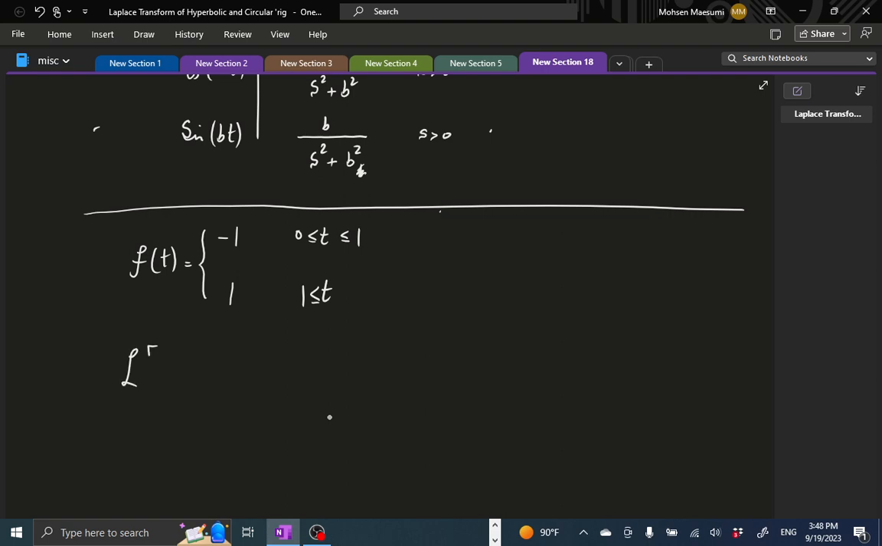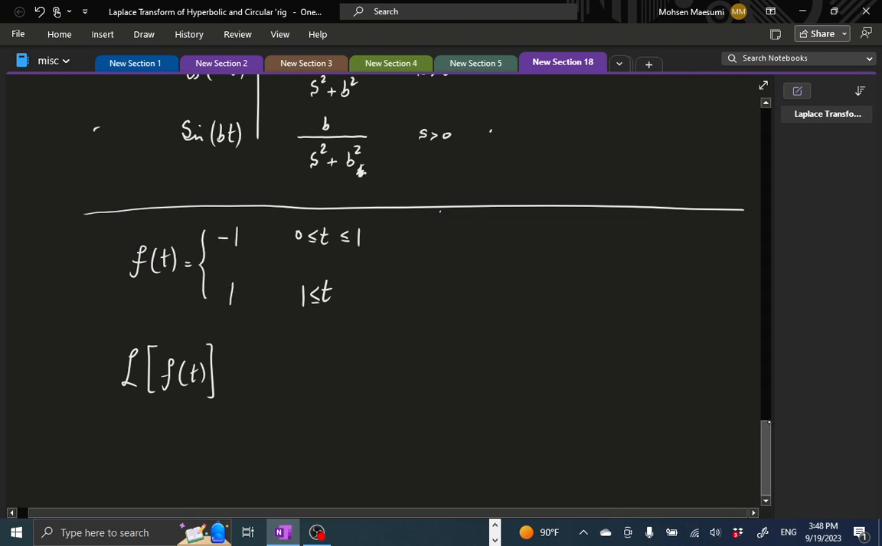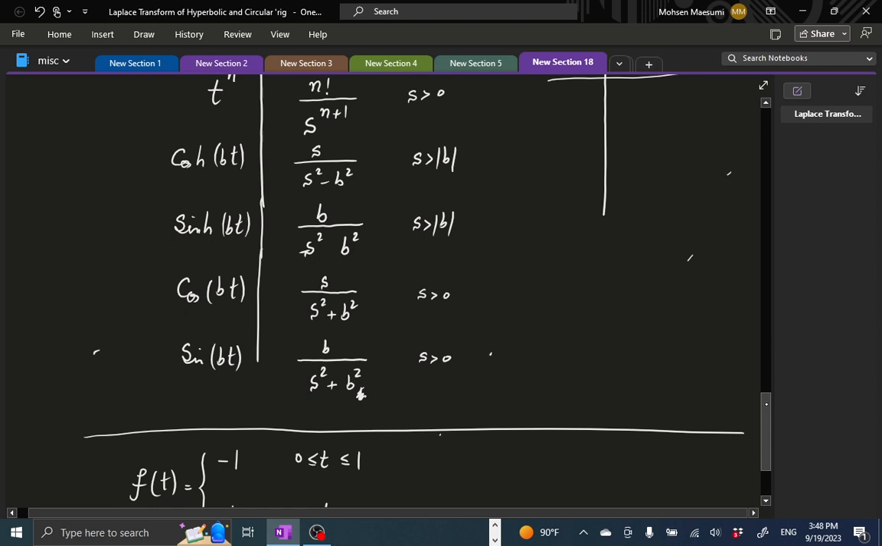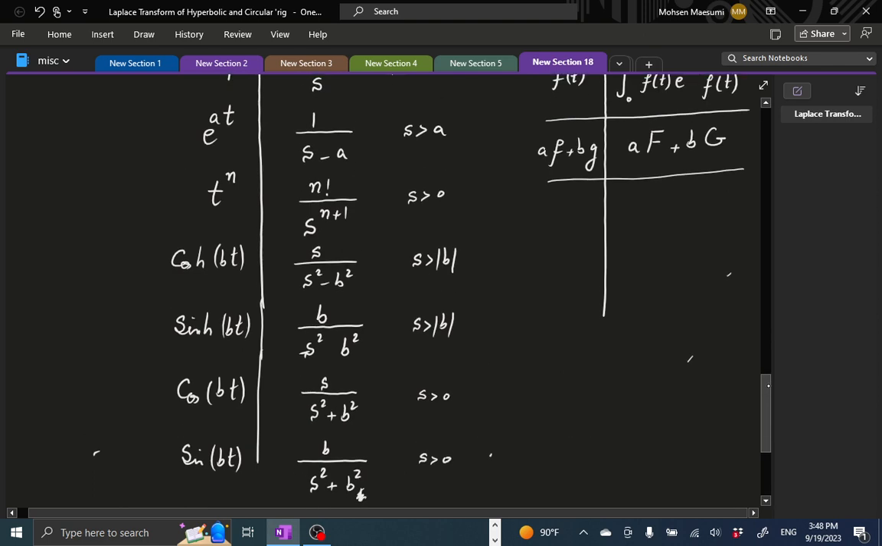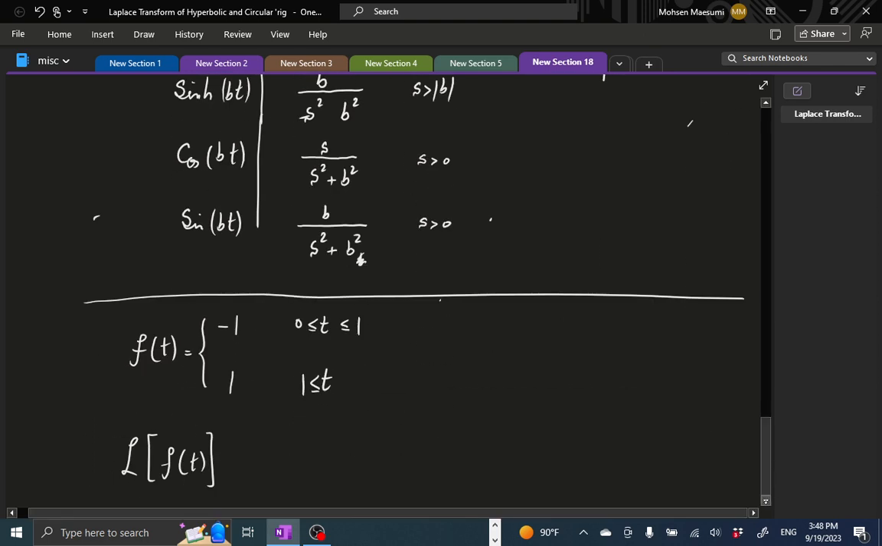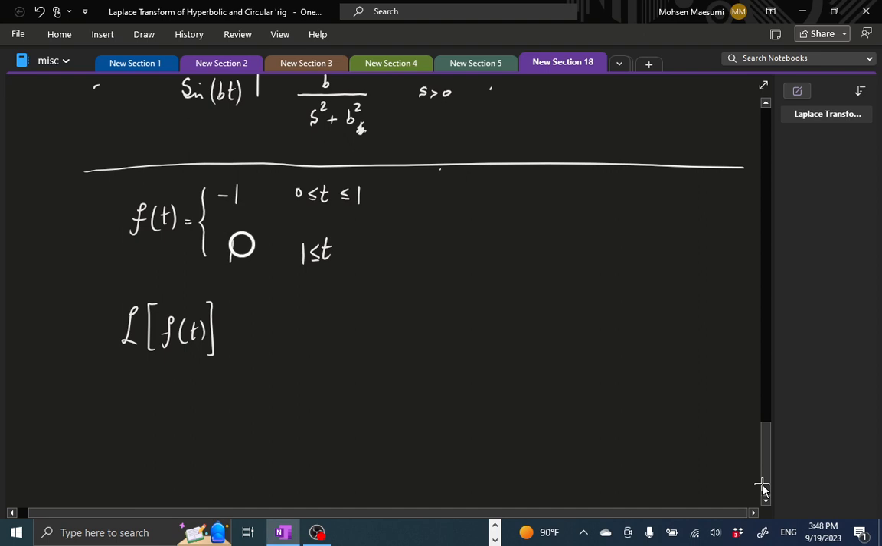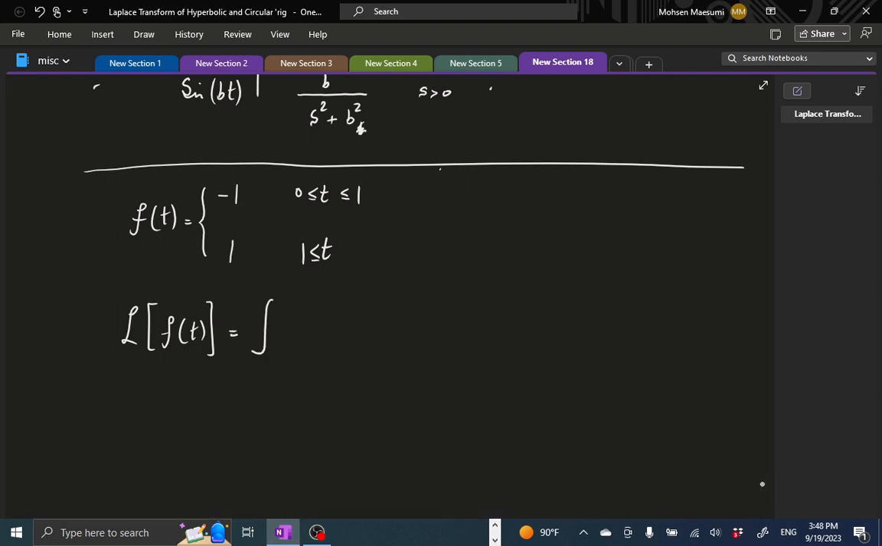How do you calculate the Laplace transform of some function that is not in your table? I don't see anything resembling this in my table here. These are all polynomials, sine and cosine. Nothing looks like a discontinuous function of this type. Well, then we have to go back to the original definition. It's an integral of whatever you have times something that we call the kernel. Then we integrate.